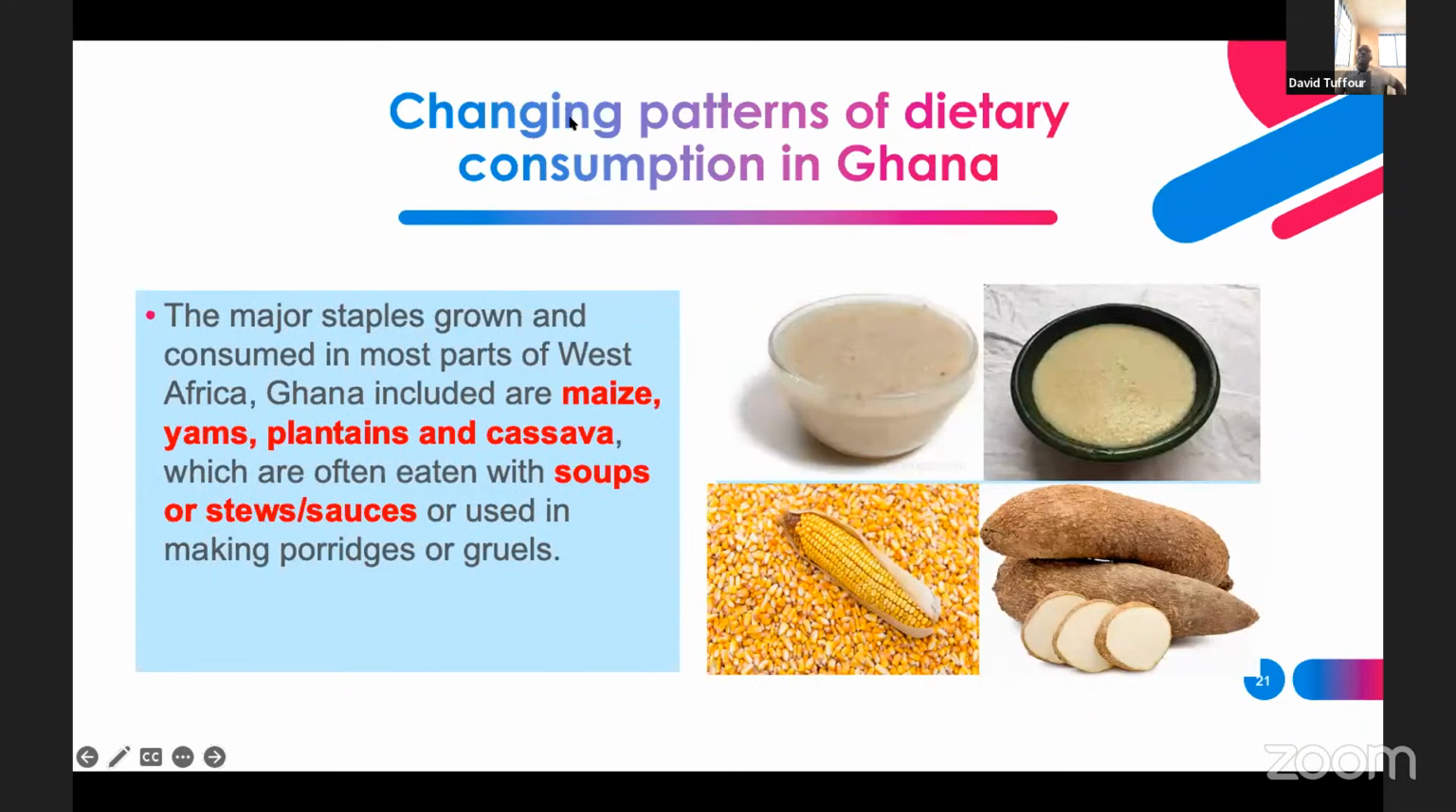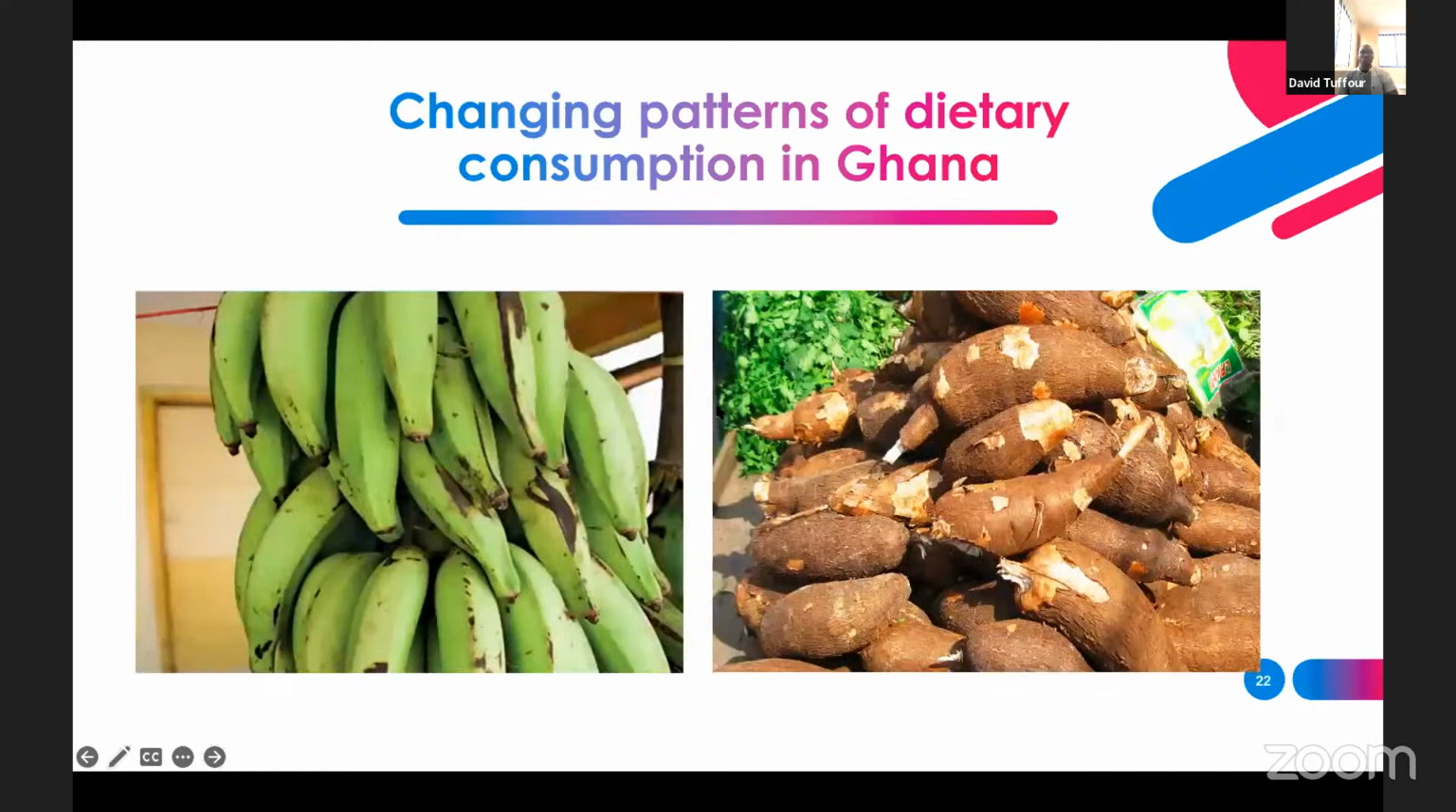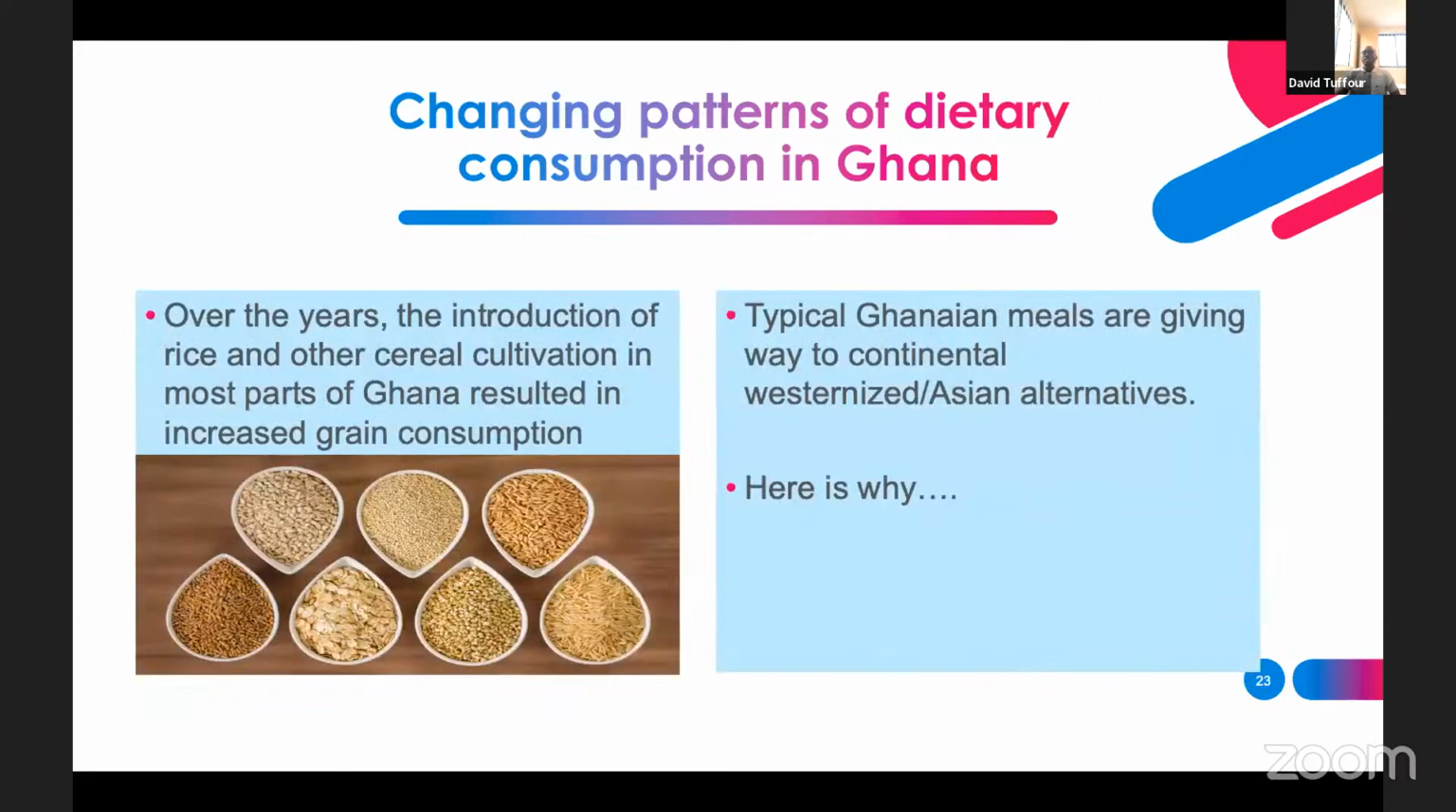Yeah, so still on the changing patterns of dietary consumption in Ghana, the major staples consumed or grown in most parts of West Africa, including Ghana, are maize, yam, plantain, cassava. We have some potato in there, we have some cocoyam in there, but these are the main major ones, okay, which you find almost everywhere at every food eatery, local food service joint, or anywhere. And these are mostly eaten with stew, sauces, or soups, okay? Or they are also used in making porridge. So these are mostly the staple foods that we find in Ghana.